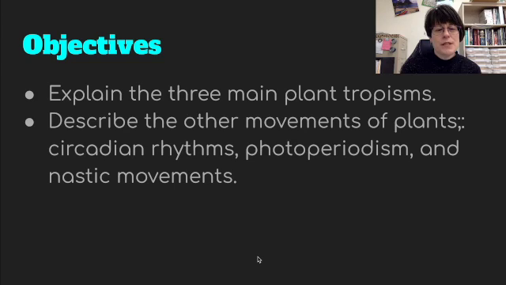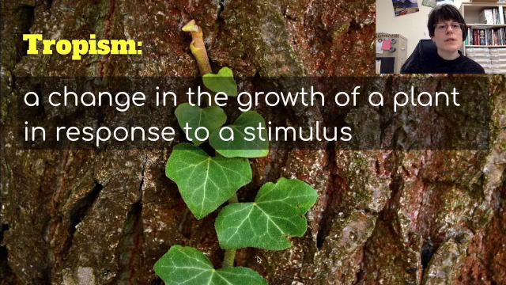So our objectives for today are to explain the three main plant tropisms and describe the other movements of plants, which are circadian rhythms, photoperiodism, and nastic movements. So let's first start with the tropisms. A tropism is a change in the growth of a plant in response to a stimulus.